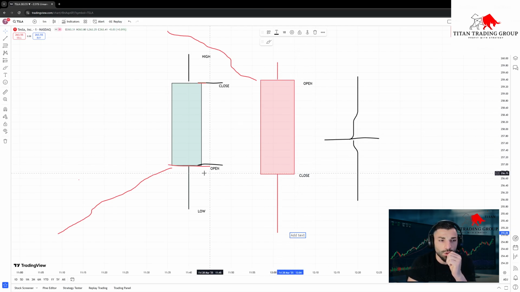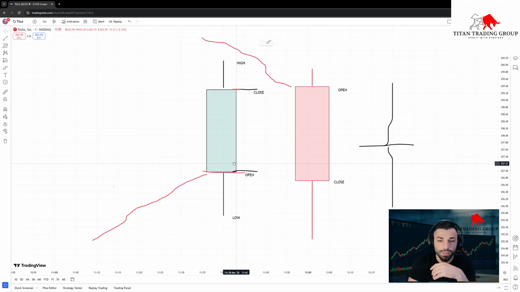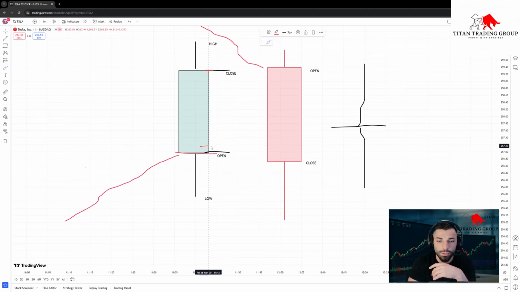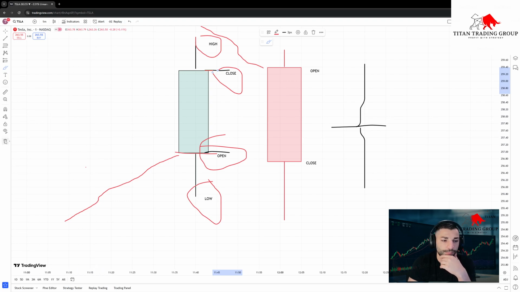Okay, so the four things we need to look at on a candle. We need to look at the open. We need to look at the high. We need to look at the low, and we need to look at the close.